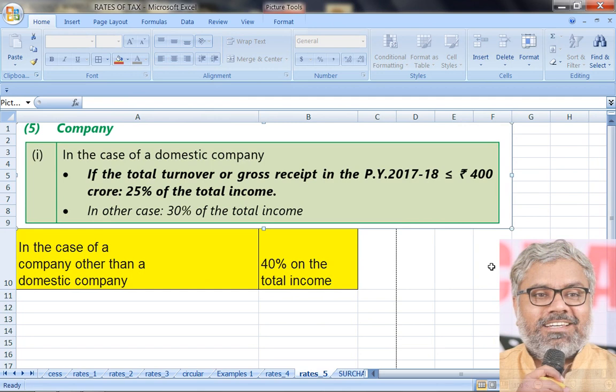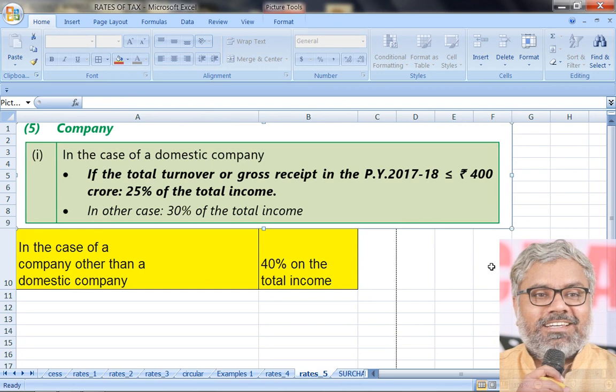But a point to be noted here: we don't care about the turnover of the previous year. Which year do we have to look at the turnover of? We have to look at the turnover of 2017-18, not that of 2019-20. To confuse you, they will give that. You should not look at the turnover of 2019-20 at all.